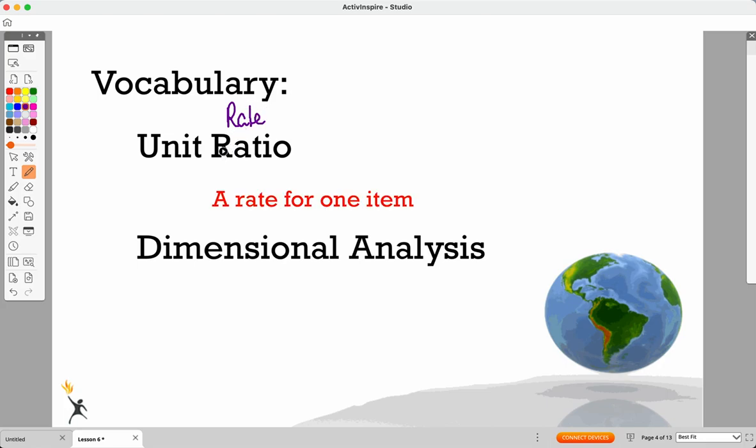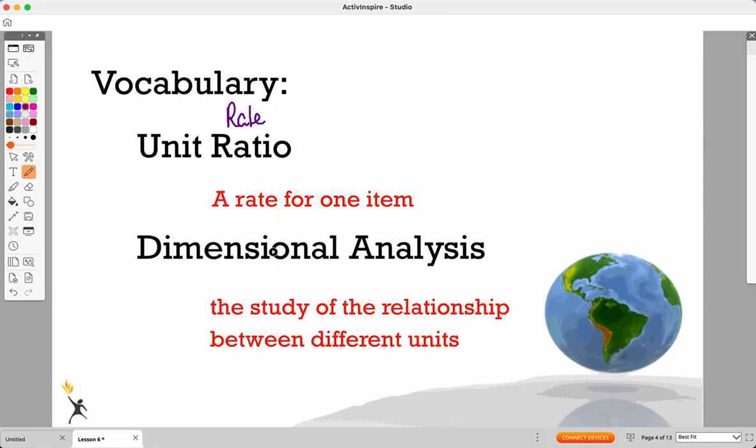It's a slightly different version than a unit rate, because we're talking ratio, because we're talking comparison between two different things. And then we're going to use the dimensional analysis process, which is the study of how, between two different types of units, to convert from one type of unit to another type of unit. You can always pause this video anytime you need to get those vocabulary words written down.